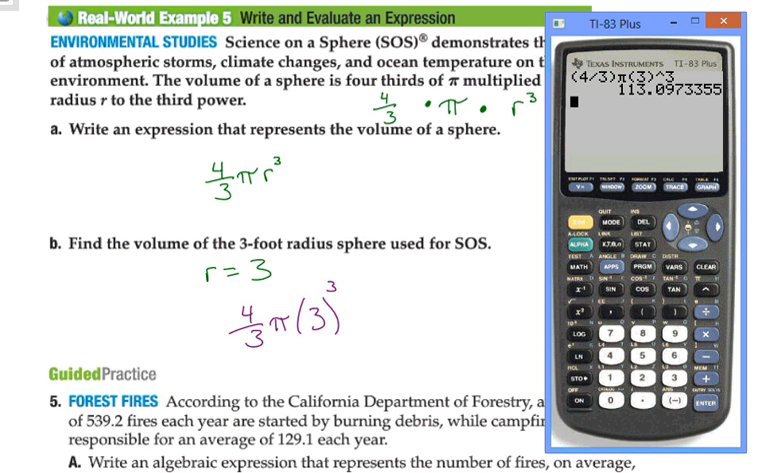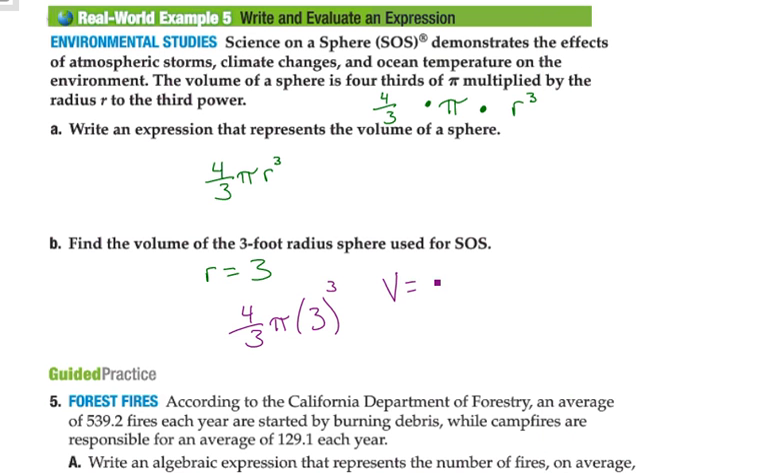I need to see what I'm dealing with. 3 foot. So the volume of this is 113.1 feet. Knowing in geometry when I'm dealing with volume, the label is cubed. Okay, so again, getting used to this calculator, which does not like me today. Hopefully it likes you a little bit better on guided practice number 5. So go ahead and try that one out.